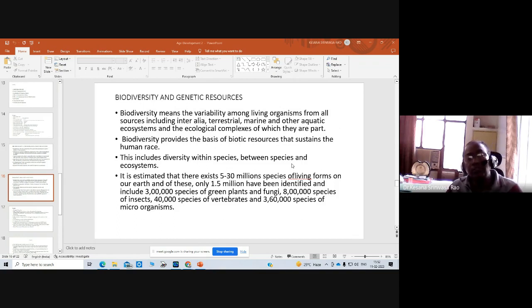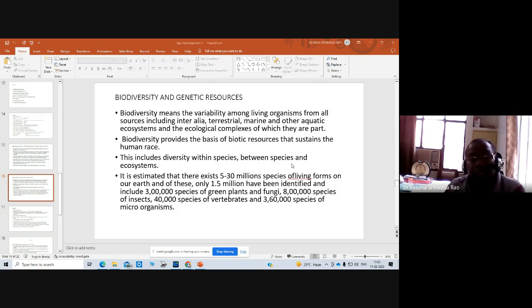This includes diversity within species, between species, and ecosystems. There are several types of species which we can see. That is all due to biodiversity. Different types of species can originate, so that both are not interchangeable. In that way, these two things are very important.